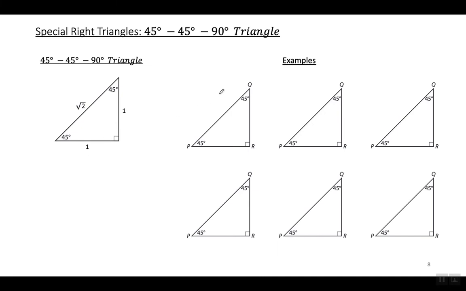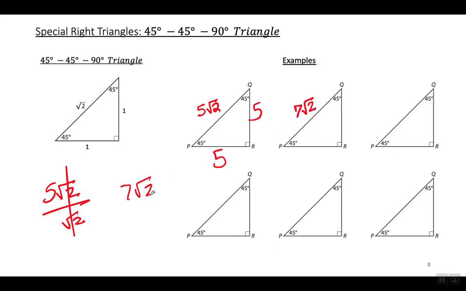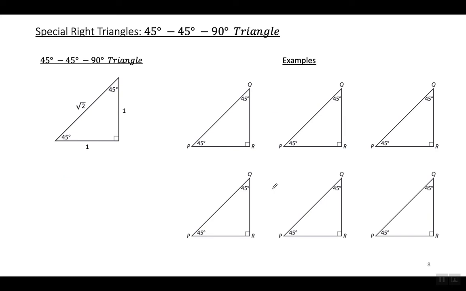So let's say you got 5 square root of 2 here. To get the legs, I will just divide that by square root of 2. That cancels out, so this is 5 and this is 5. All right? I'm trying to put in easy examples first, okay? So let's say this is 7 square root of 2. Divide that by square root of 2, and the square root of 2 cancels out. So that means that the legs are 7 and 7. Okay, let me make it not so easy then.